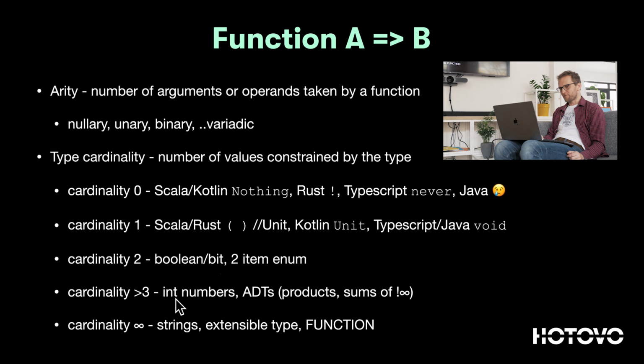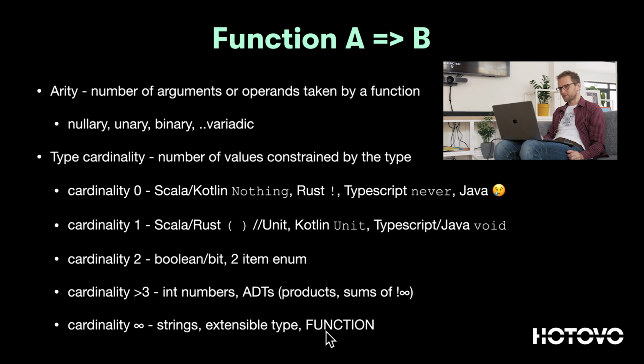With cardinality more than 2, the example is integer numbers. Depending on the width of the integer, for example 4 bytes, we can have as many as 2 to the power of 32 values, or ADTs, like products of these, not infinite cardinality types. And infinite cardinality is, for example, for strings. This is theoretical, there's a limit, of course, by the amount of memory you can allocate and so on. But in theory, there are as many strings as you can think of.